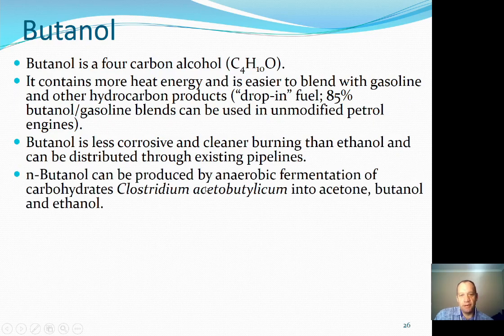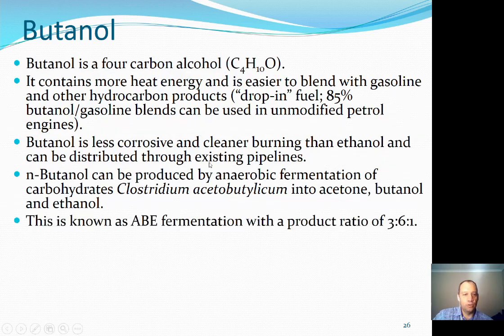N-butanol can be produced by anaerobic fermentation of carbohydrates through a bacteria called Clostridium acetobutylicum. And it produces butanol, but it actually produces 3 products called acetone, butanol, and ethanol, which is why it is called ABE fermentation. And you get a product ratio of 3 to 6 to 1 for your acetone, your butanol, and your ethanol.